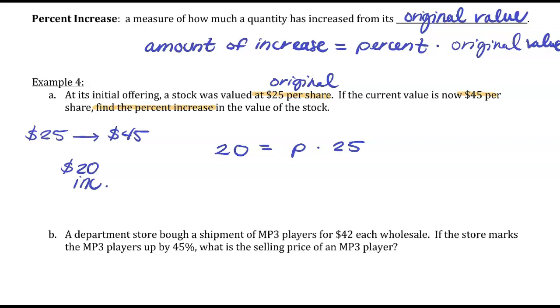We can now solve for the percent increase by dividing both sides of the equation by 25. 20 divided by 25 is 0.8. So our percent increase is 0.8. Written in percentage notation, that is the percent increase is 80%. I'll leave part B for you to try.